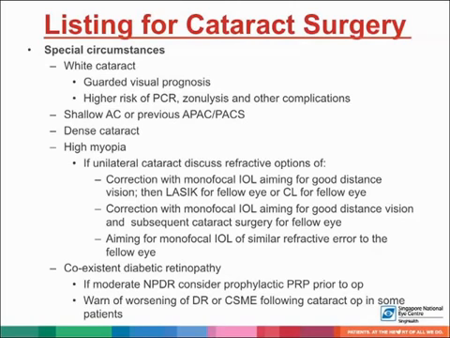For patients with coexistent diabetic retinopathy, if they have moderate non-proliferative diabetic retinopathy, you might want to consider a light scatter PRP, or pan-retinal photocoagulation, prior to the operation, because there is a chance for the diabetic retinopathy to worsen following a cataract surgery. In some cases, there may also be worsening of clinically significant macular edema from diabetes following a cataract operation. So these you need to warn the patients of and monitor and manage accordingly.